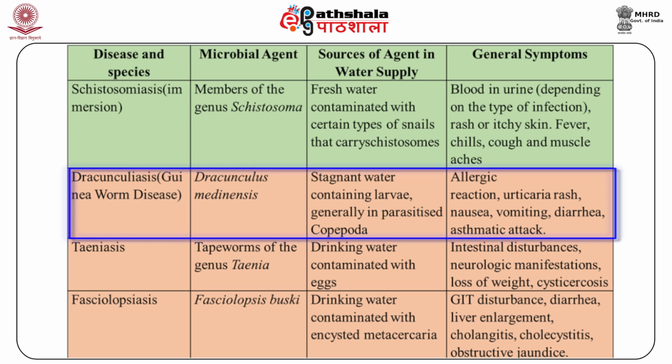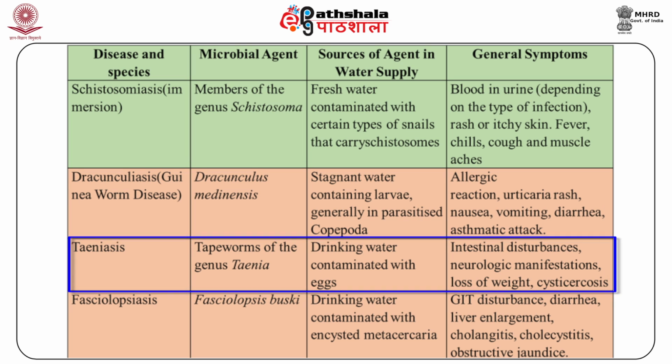The second one is dracunculiasis. It is also known as guinea worm disease. It is caused by Dracunculus medinensis. The source is stagnant water containing larvae. The symptoms are allergic reaction, urticaria rash, nausea, vomiting, diarrhea and asthmatic attack.